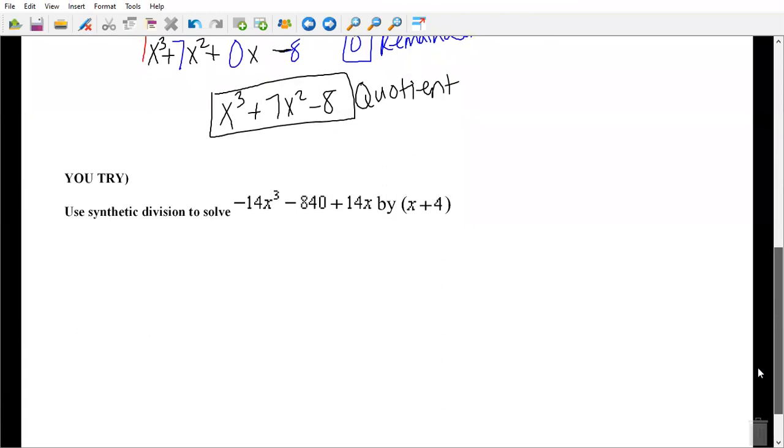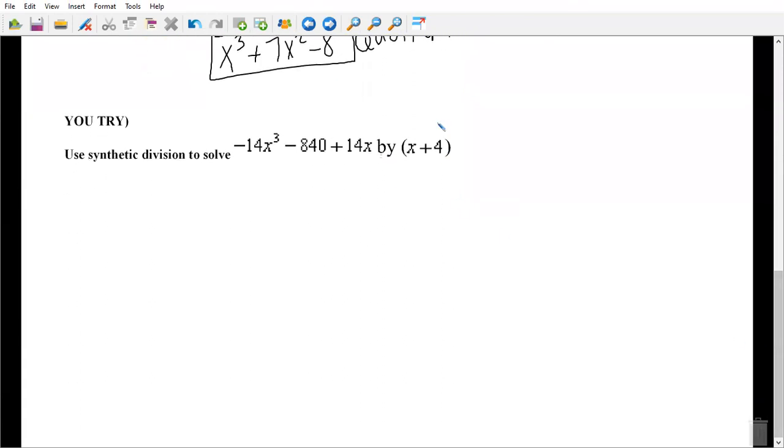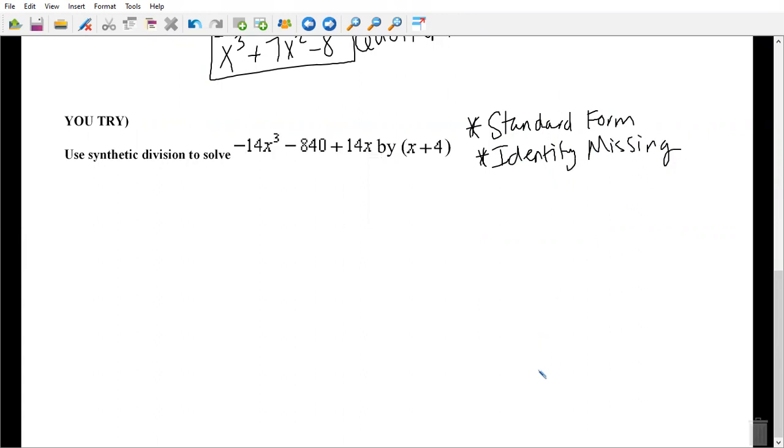All right. So yours is right here, but I want you to pay attention. Make sure it's written in standard form. And make sure you identify your missing terms. All right, I'm going to give you a couple minutes. Go.